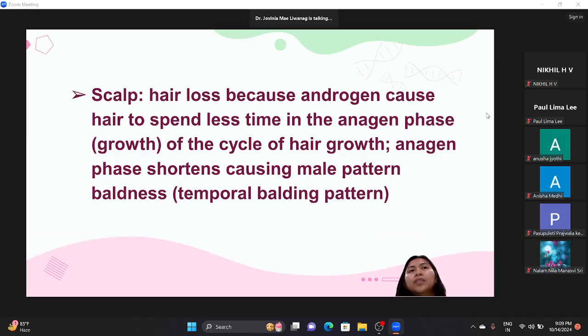For example, in the scalp, hair loss because of androgen causes hair to spend less time in the anagen phase. Anagen is about growth. So less time in the anagen will lead to hair loss. So the anagen phase shortens, causing male pattern baldness. That's what we call the temporal balding pattern here.